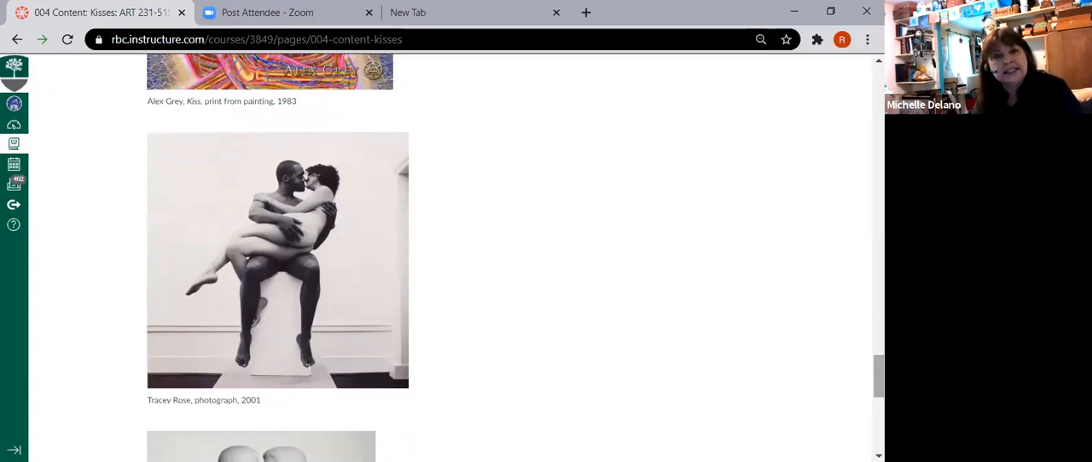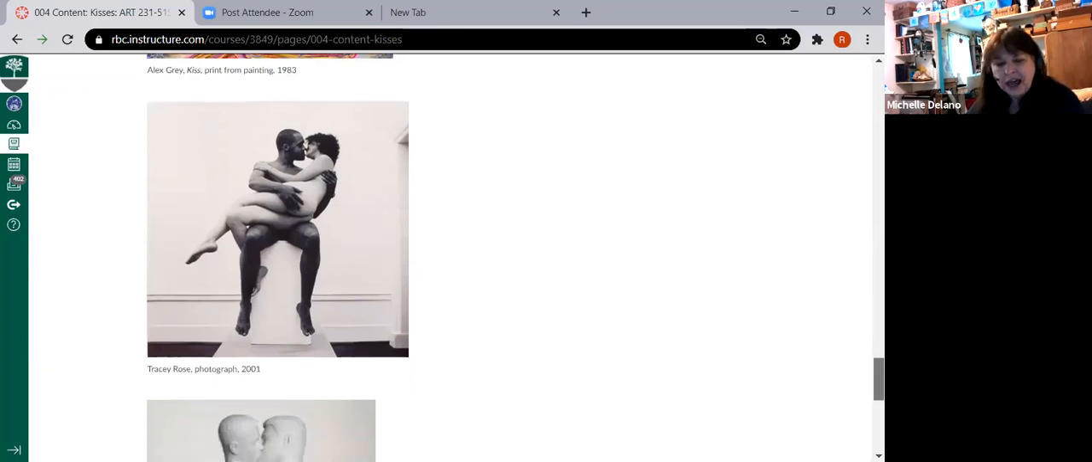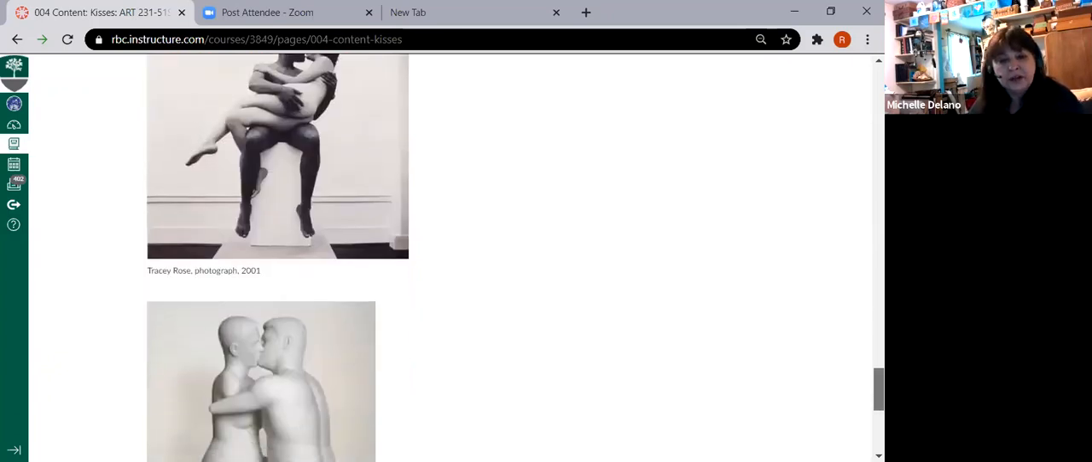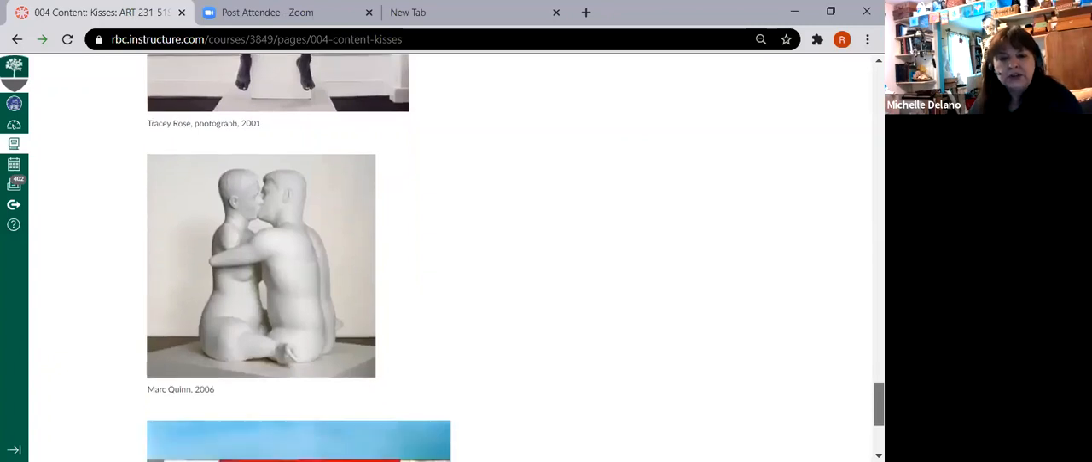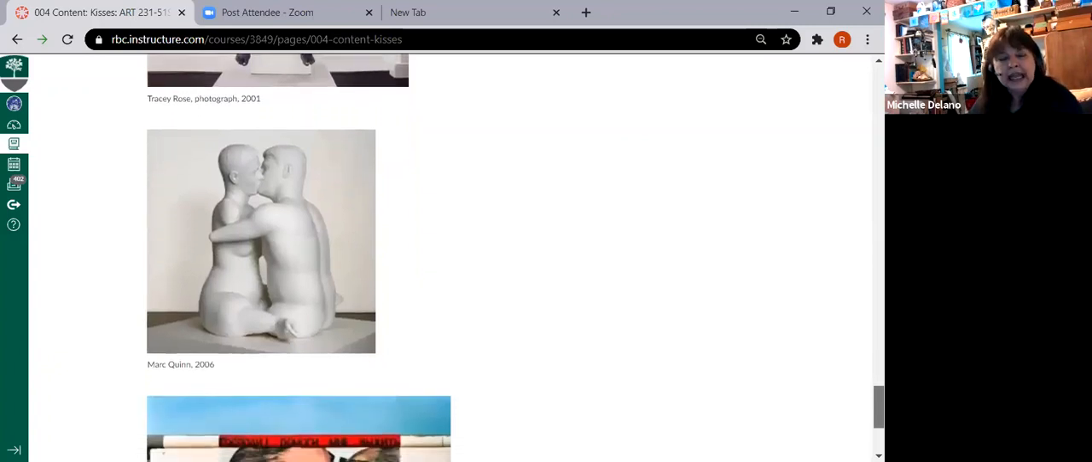And so this is a South African artist, and these are actual people who were in the gallery for the duration of the show. And you can read more about Tracy Rose's work if you choose to talk about this one online, especially with South Africa, right? So this one is by Mark Quinn, and it's also out of marble.